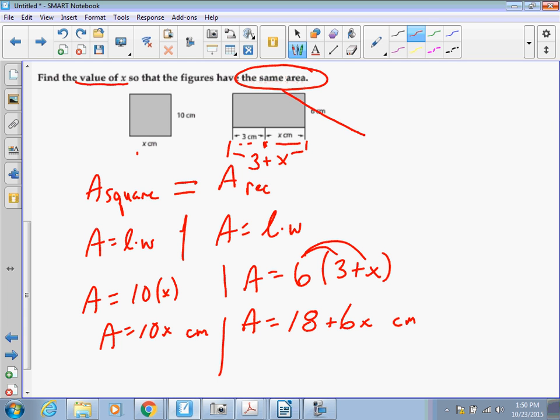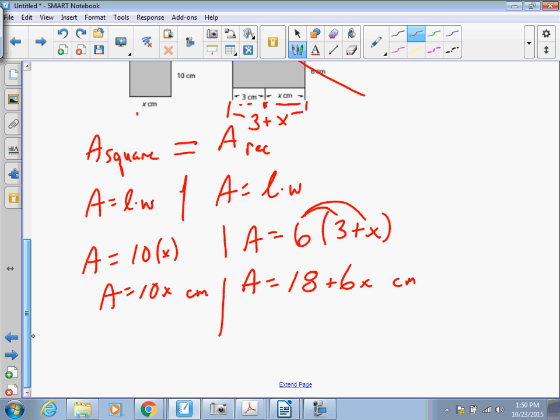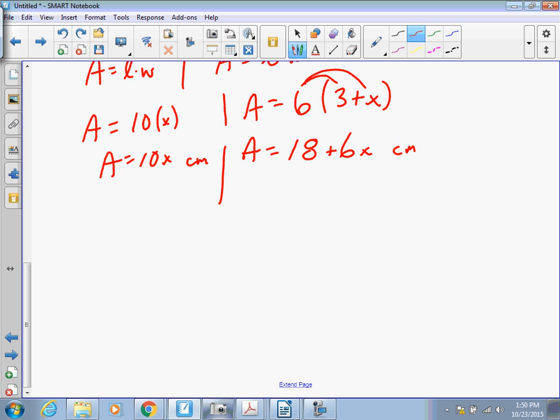Well, again, we go back to this idea that they have the same area. So if I know that they have the same area, I can say that their areas are equal. So I can say that 10x is equal to 18 plus 6x. That gives me a pretty simple equation to solve. Now, here's where we can work smarter, not harder. There's no fractions to deal with. There's no distributive property to deal with. We simply need to move things around.